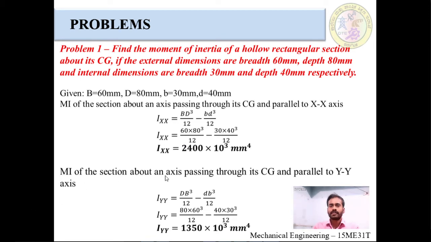Moment of inertia of the section about an axis passing through its CG and parallel to the yy axis. So now we will calculate about the yy axis, that is Iyy is equal to db cube divided by 12 minus small db cube by 12. Substitute the values, that is D is 80, B is 60. So 80 into 60 cube by 12 minus 40 is the small dimension d and into 30 cube divided by 12. By solving this equation we will get the value of moment of inertia about the CG and parallel to yy axis, that is 1350 into 10 to the power of 3 mm to the power 4.